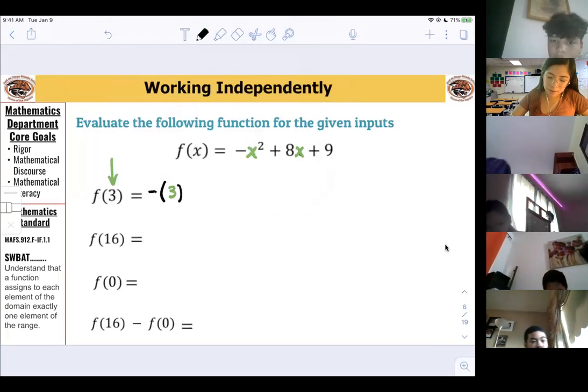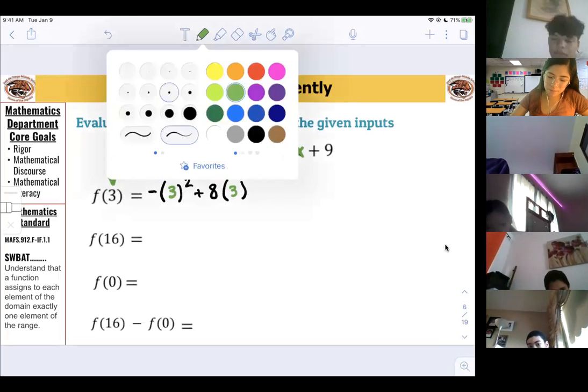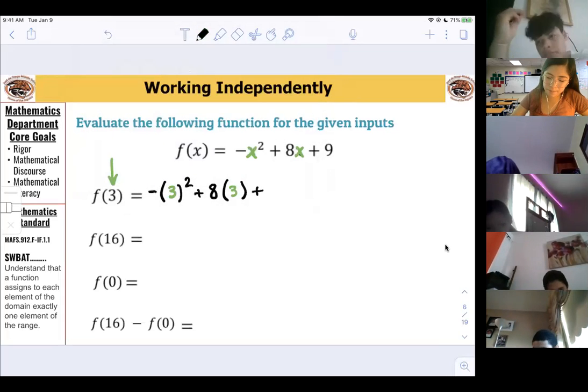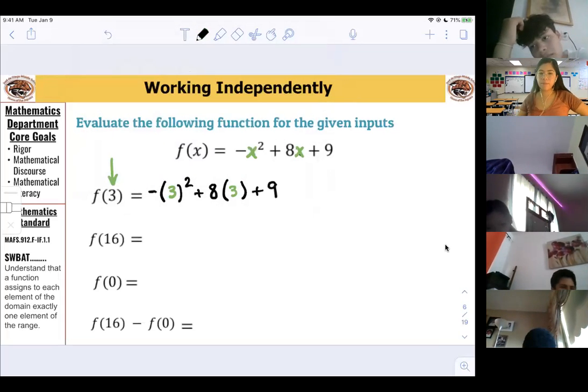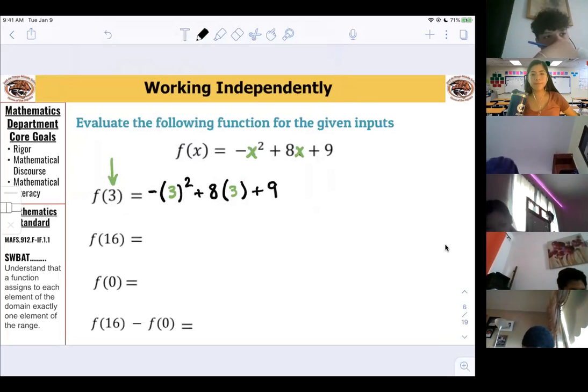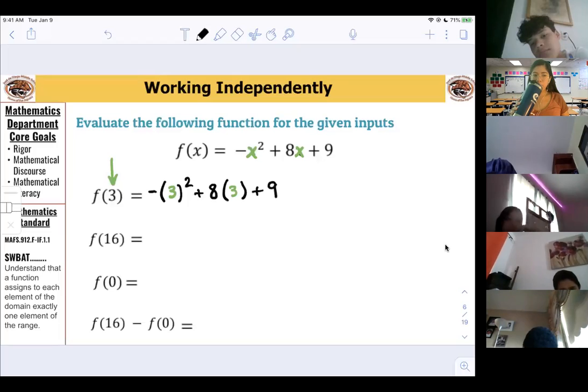3 squared plus 8 times 3 plus 9. So we're just substituting the x with that 3, or whatever number. Exactly, like you said. We're substituting the x with whatever number it tells you to plug in. So we rewrite the entire thing, but just put the number that it chose.